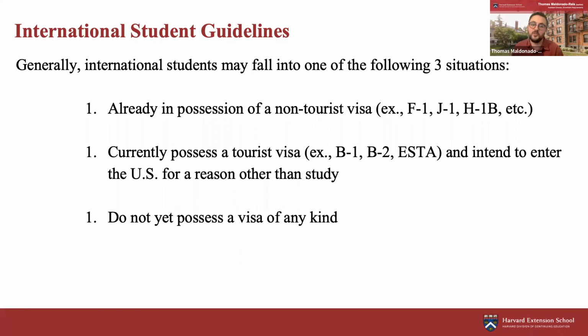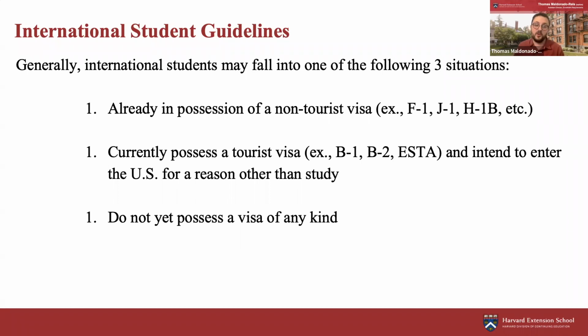Generally, international students can fall into one of the following 3 situations. One, they could already be in possession of a non-tourist visa. So this could be a student visa, an F1 visa, or a J1 visa. They could have a work visa, like an H1B.